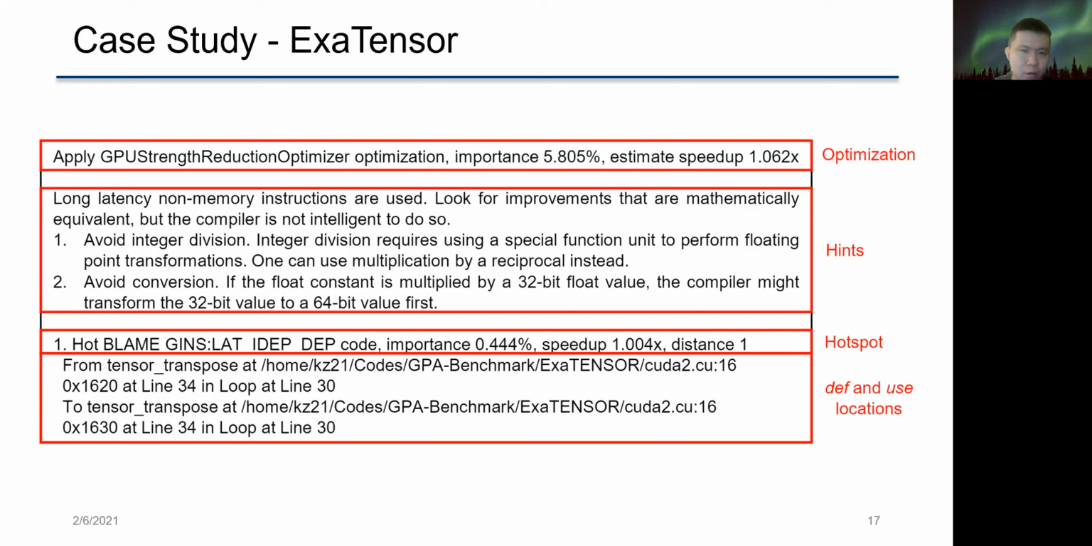Here's a detailed example. After applying GPA for the X-tensor case study, we analyzed X-tensor's tensor transpose kernel. In its performance report, GPA sorts each optimization based on its estimated speedup. Then under the optimization headline, we have several hints that suggest how to change code to improve performance. Below it, we also provide several hotspots to show in which code we can apply the above optimization.